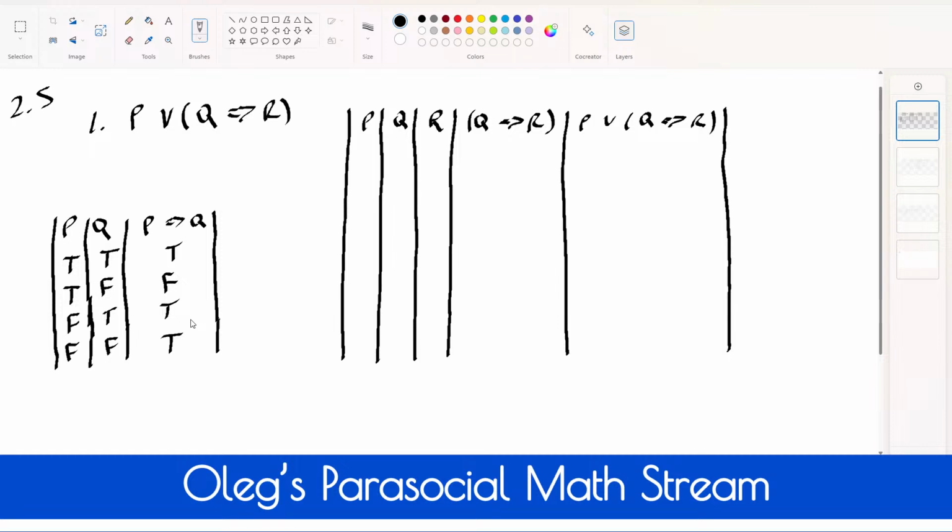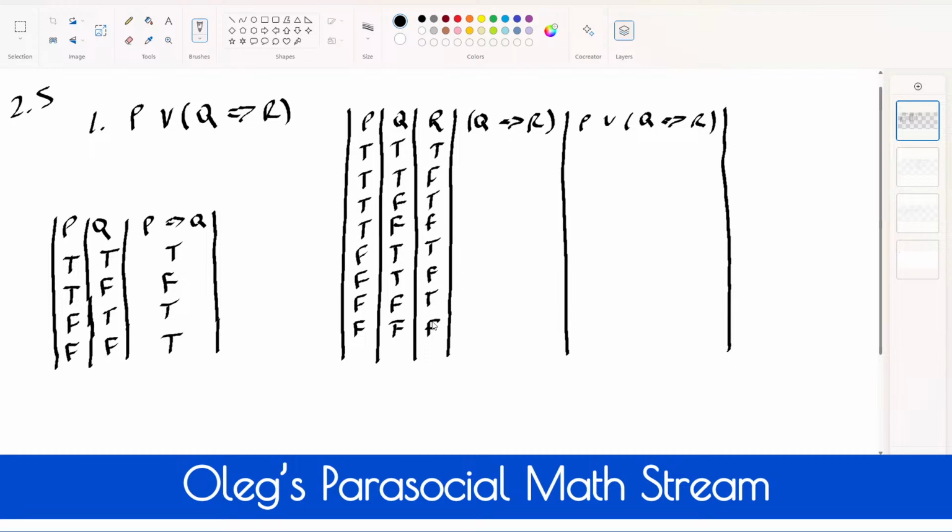Let's continue here. So we're going to do our P values. True, true, true, true. False, false, false, false. Then Q: true, true, false, false, true, true, false, false. And R: true, false, true, false, true, false, true, false.